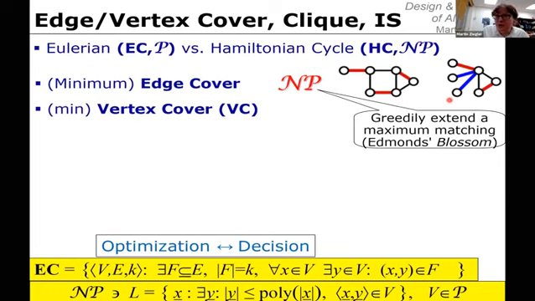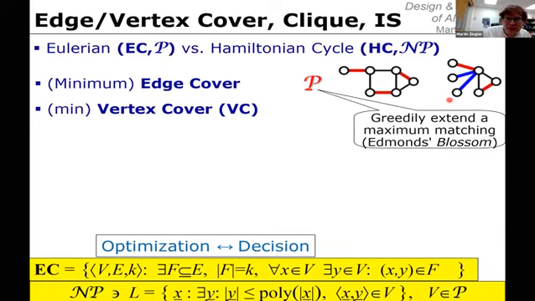And Edmonds' algorithm is a polynomial time algorithm, and greedily extending is also polynomial time, so in total, this is a polynomial time algorithm for the edge cover problem, and the edge cover, therefore, is a polynomial time decidable problem. So it's still true that it belongs to NP in the hierarchy, but actually it belongs to this smaller class in the hierarchy, to P.